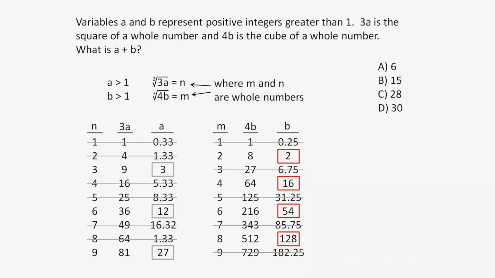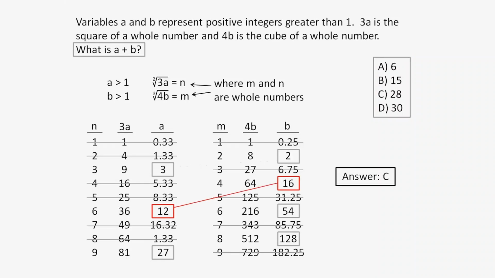The problem asks us to find the value of a plus b, which could possibly be 5, for example, if we add up 3 plus 2. However, 5 is not a solution provided, so we'll search again. And after a quick search, we realize that 12 plus 16 equals 28. The answer is C.